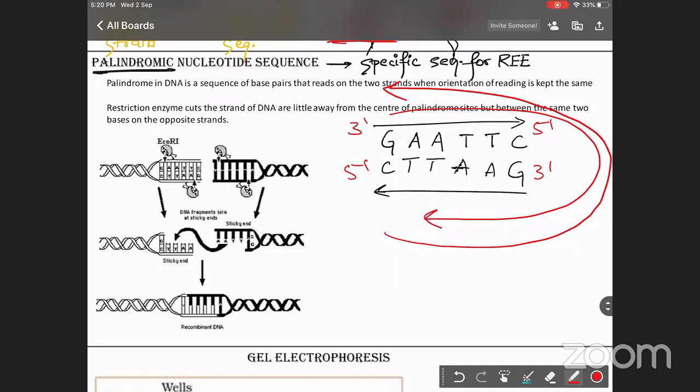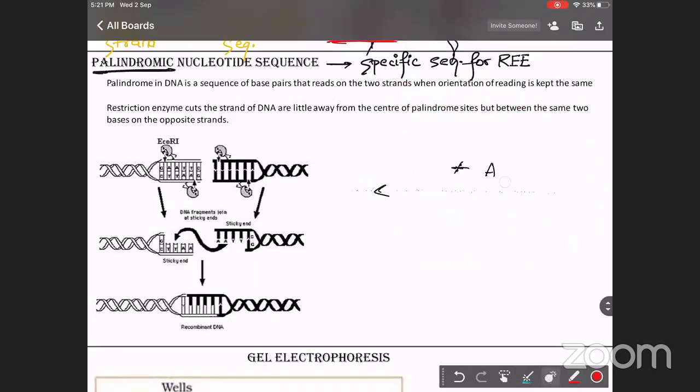When you read this sequence in one orientation, okay, don't do it like this, GATTC and CTAAG. That is not right. This will not be called a palindrome. When you read the sequence in one direction, in one orientation, if you are going 3 to 5, then go 3 to 5 only. If you are going 5 to 3, then go 5 to 3 only. If you read from 5 to 3, CTTAAG, then you will get CTTAAG at the other side also. This type of sequence is an example of palindromic sequences.